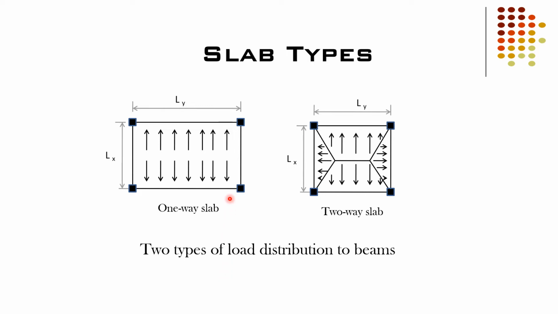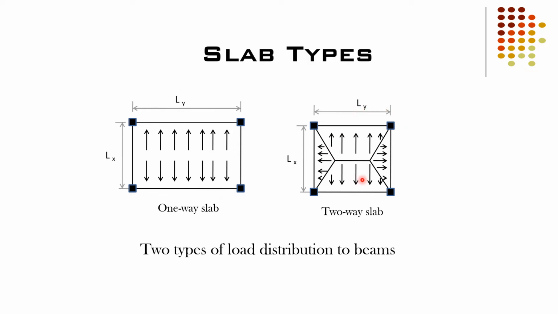Here are the one-way and two-way slabs. This is the length Ly, and this is the length Lx. The ratio of these two lengths, longer to shorter, of a slab supported by beams, first beam, second, third and fourth. If the slab supported by beams has a ratio of Ly over Lx greater than 2, then that slab is a one-way slab. And if for any slab the longer dimension to shorter dimension ratio is less than or equal to 2, then that slab is a two-way slab.